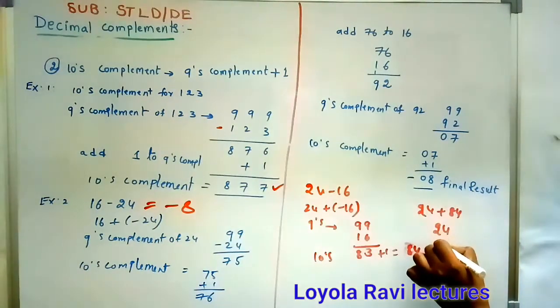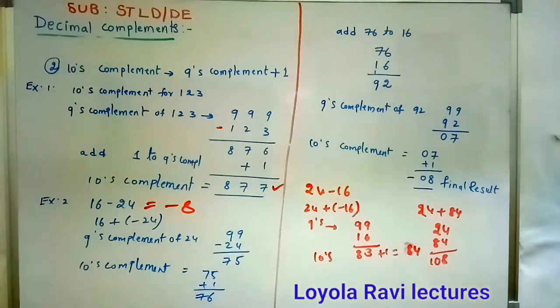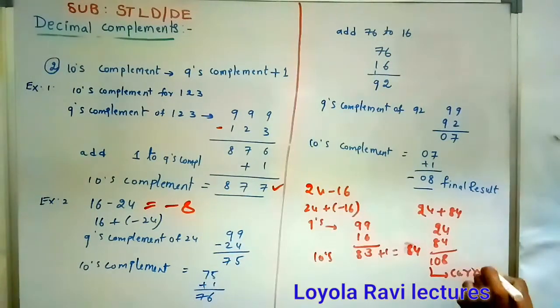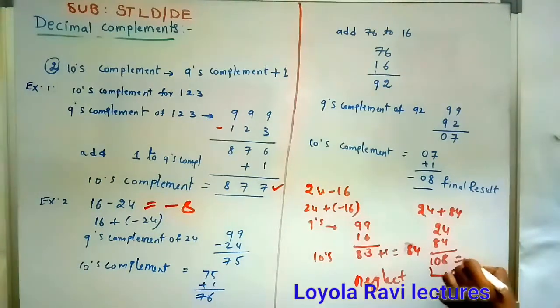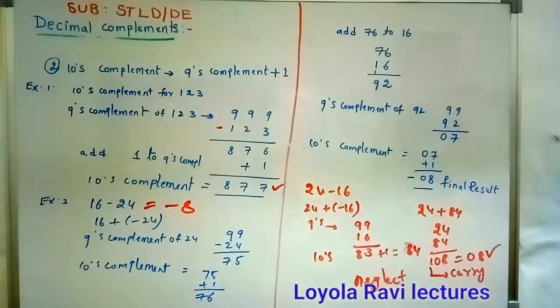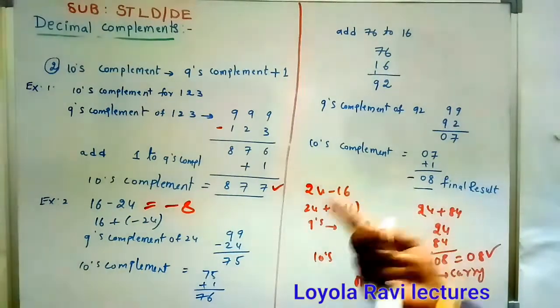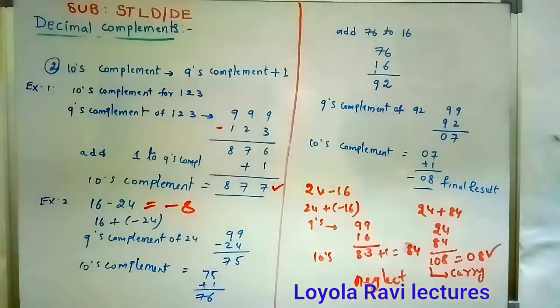24 plus 84, what will we get? 108. But here, this is a carry. In 10's complement, if you have a carry, neglect the carry. If you neglect the carry, the answer is 8. In 10's complement, we have to neglect the carry. In 9's complement, we have to add the carry.